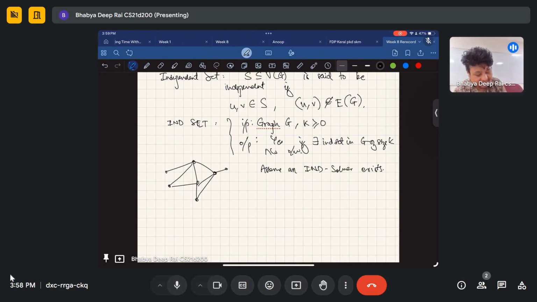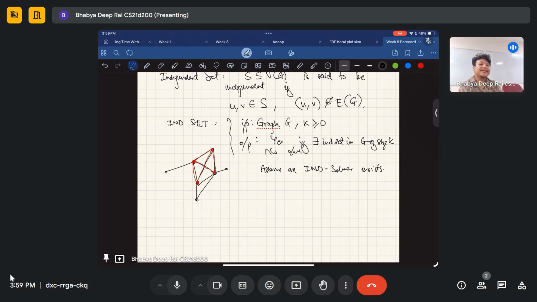So, for example, in this particular graph, I'll remove this to make it less complicated. Here you observe that there is a K4 inside. So there's a clique of size 4. I want to, for example, detect whether K4 is there or not, but I want to use the independent set algorithm.